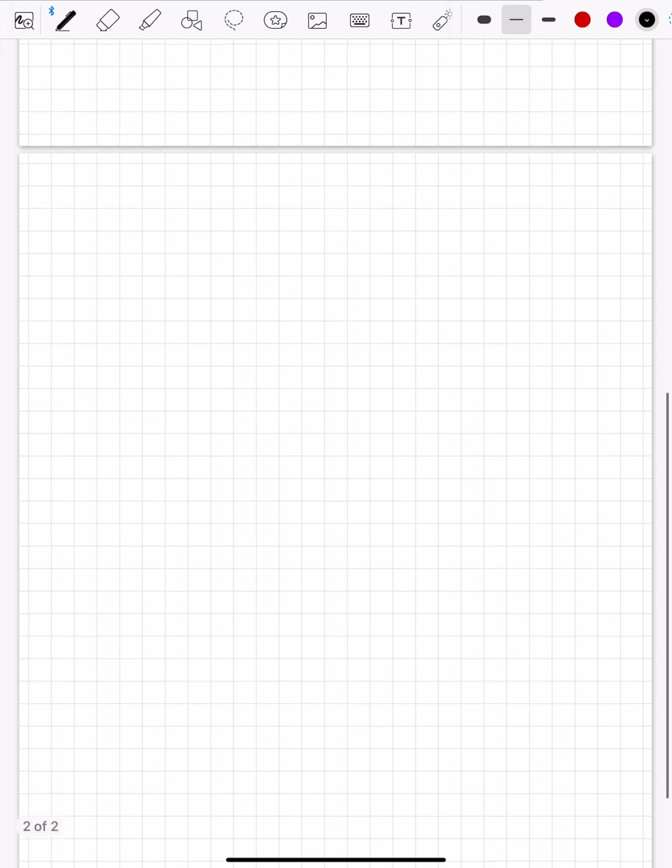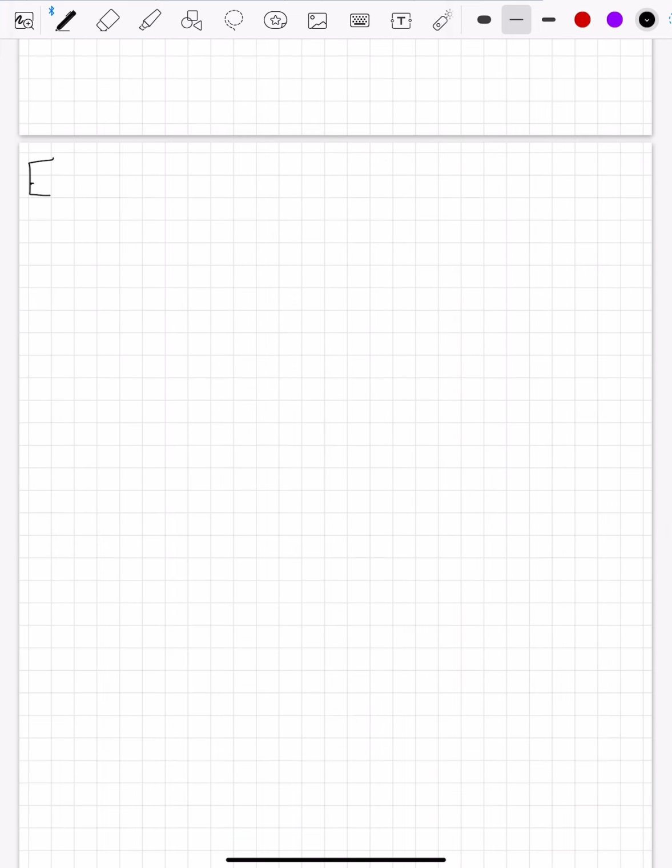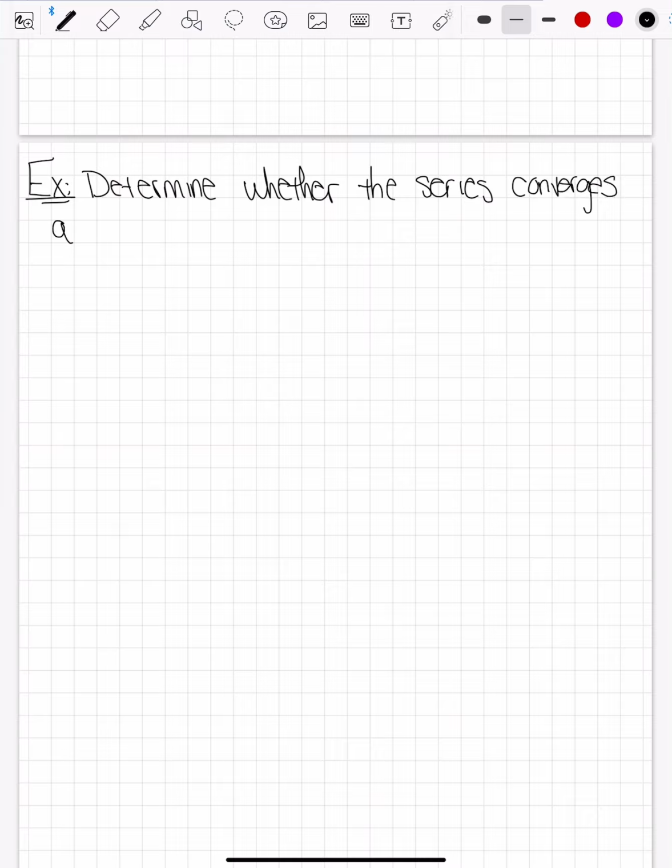Okay, so let's do some examples. In these examples, we want to determine whether the series converges absolutely, converges conditionally, or diverges.